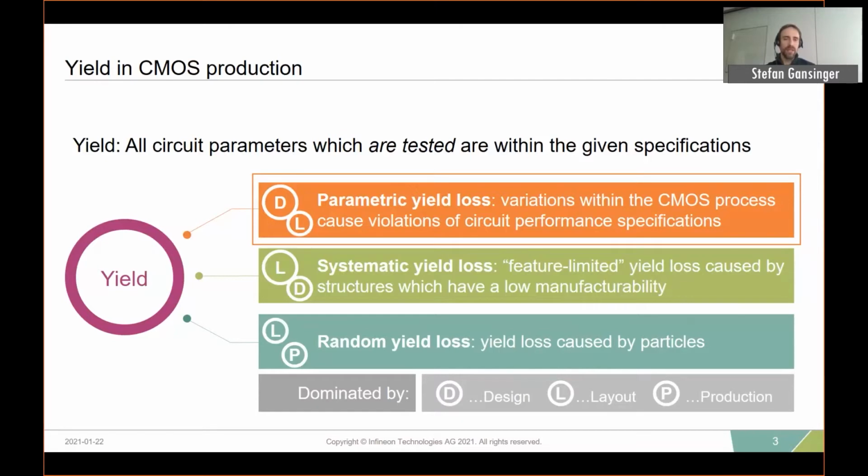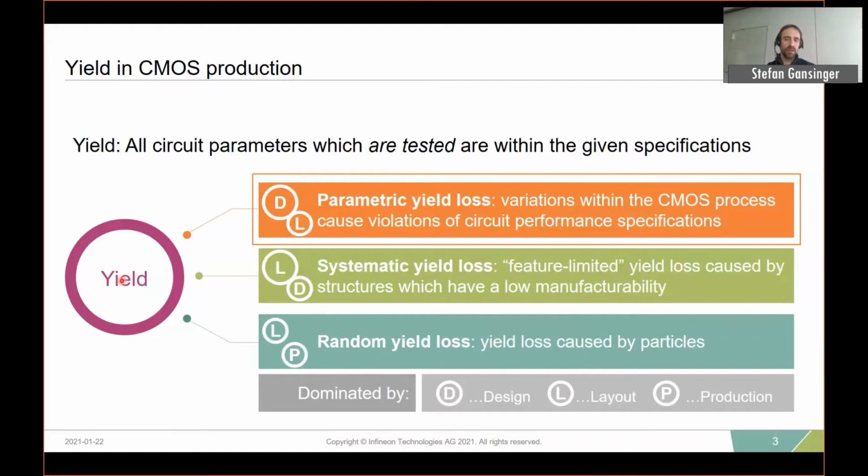When we speak of yield, we can distinguish three different major categories. We have the so-called parametric yield loss, we have a systematic yield loss, and we have a random yield loss. Today, we want to focus on the parametric yield loss. What do I mean with that?